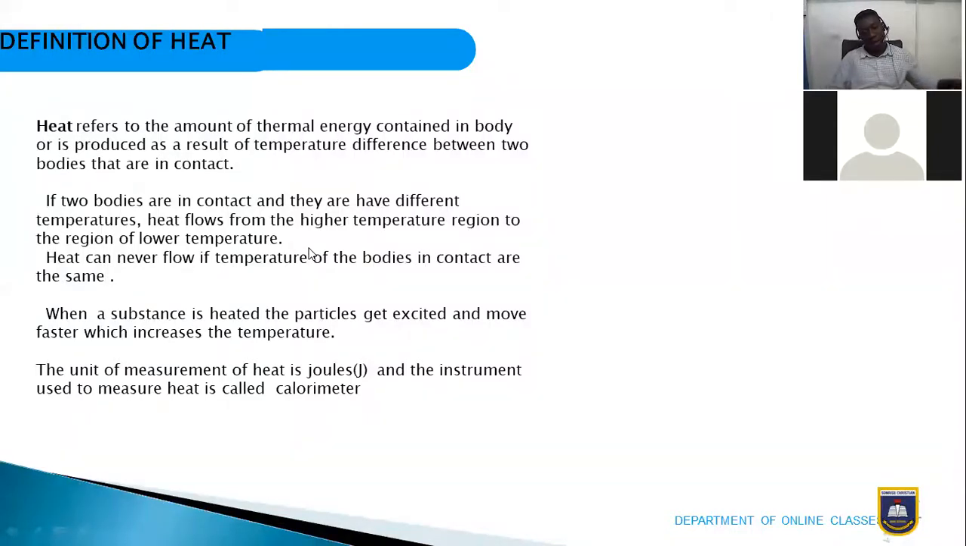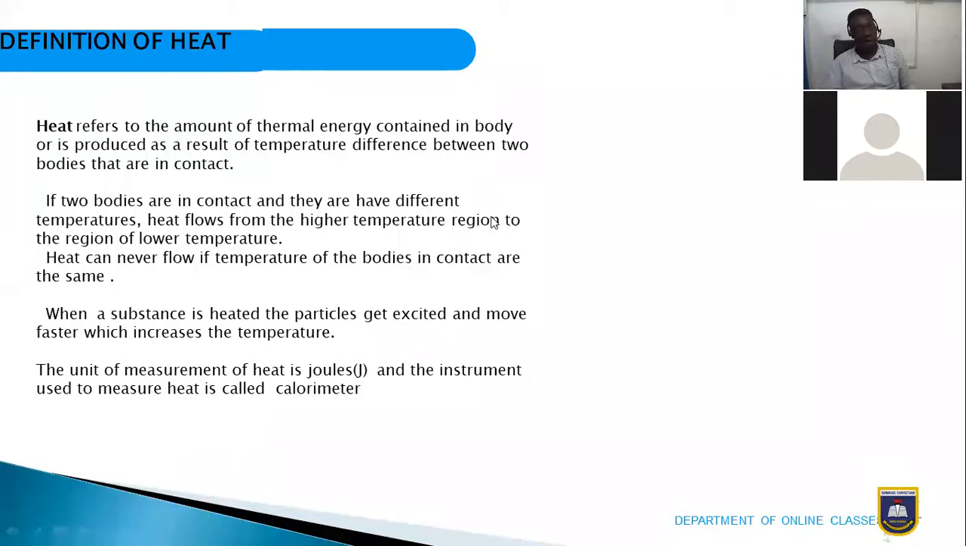And since heat is a form of energy, the unit for heat is what? Joules, as you can see over there. The unit of measurement of heat is joules. And the instrument we use to measure heat, we call that instrument the calorimeter. So this is just a brief definition of heat.